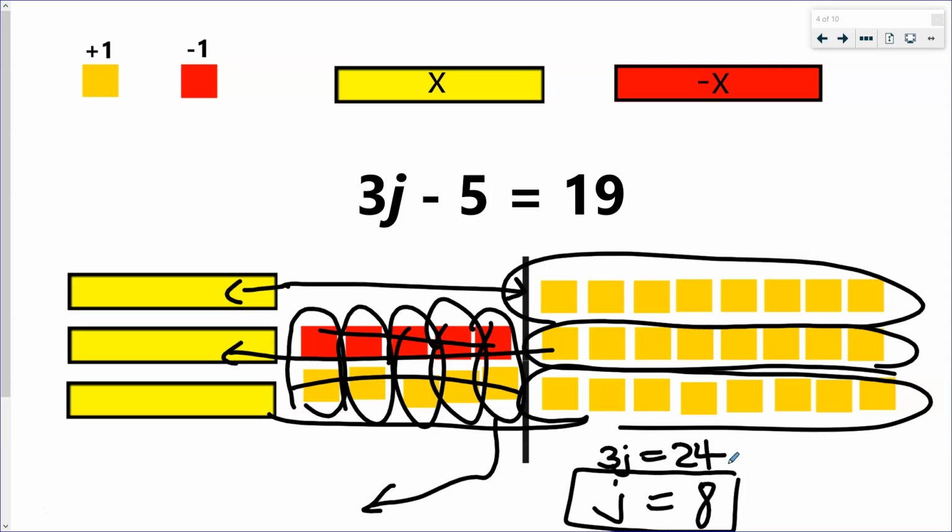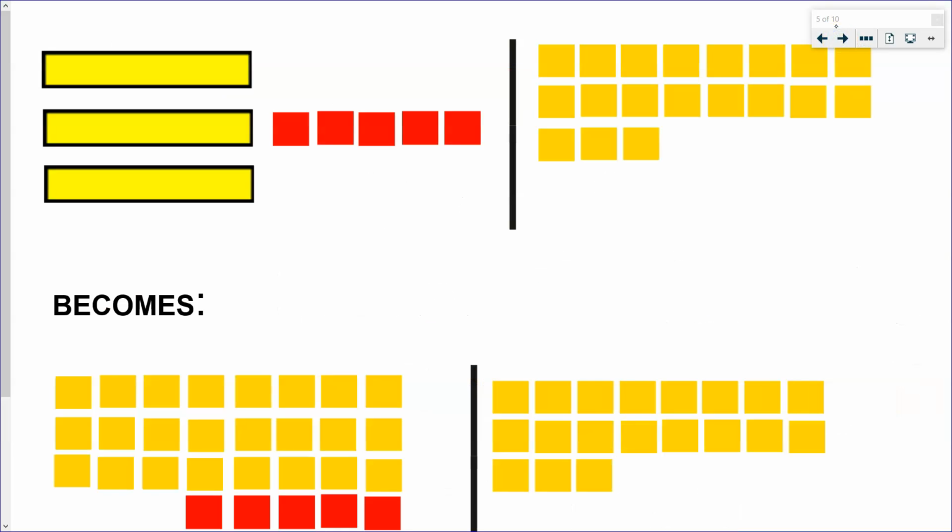Okay, so now in the assignment, it's going to ask you to verify your answer. Now in order to do that, I did lay this out ahead of time because drawing all this takes a lot of time and makes for a long video. Okay, so this was the initial, right? 3J minus 5 equals 19. So we now know that J equals 8, right? So I changed the variable of this to 8 of these.